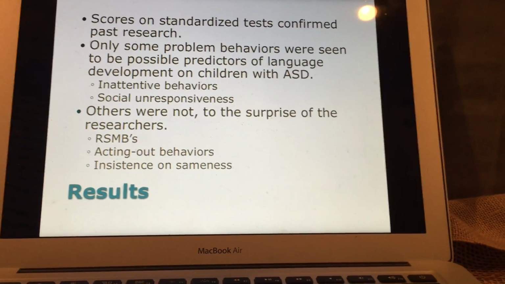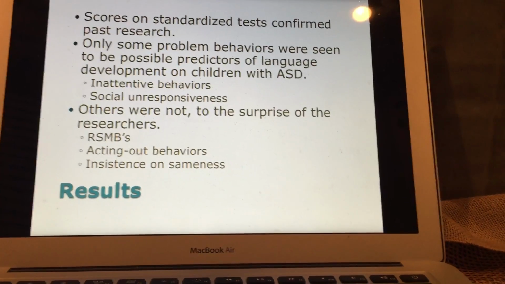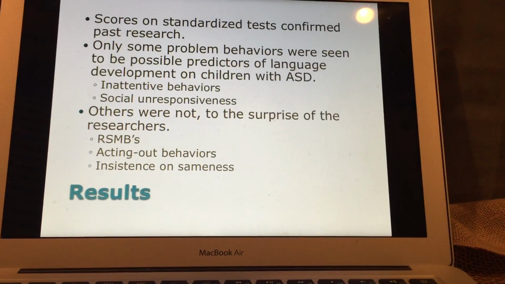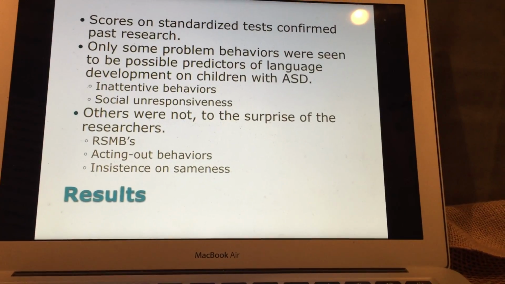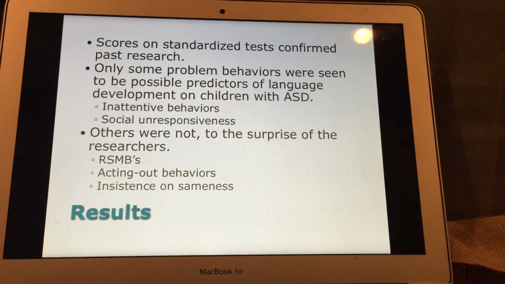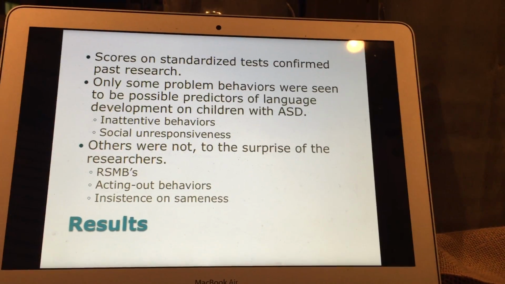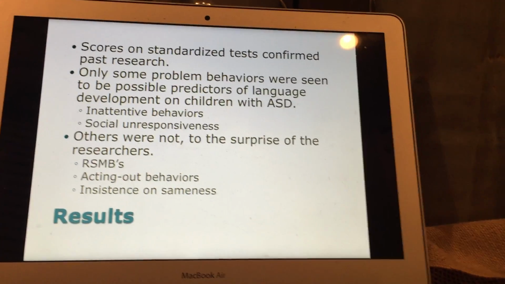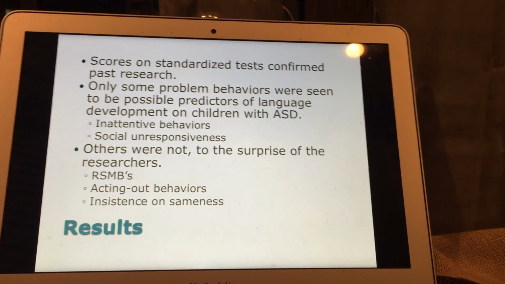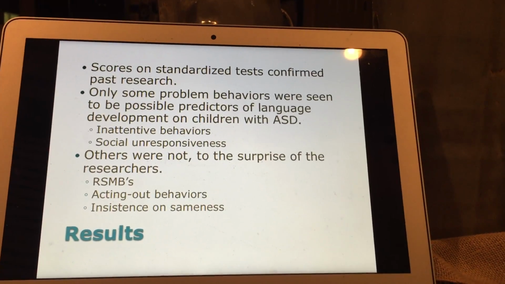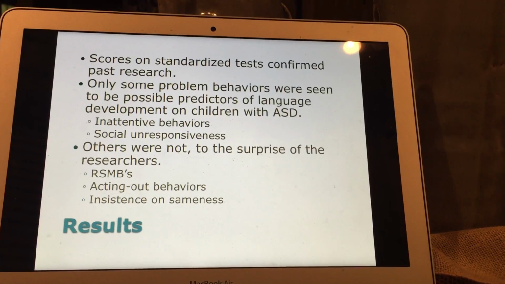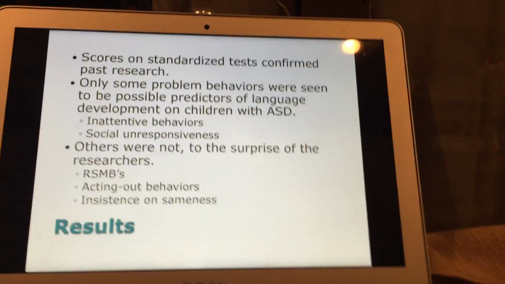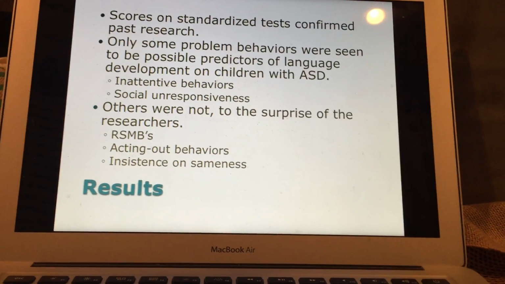So what did the growth curves generated by the computer software reveal exactly? Nonverbal IQ scores on the PPVT and PLS-3 prior to the onset of intervention were found to predict changes related to receptive and expressive vocab development and also expressive language development over time. And this echoes the findings of past research in this area.